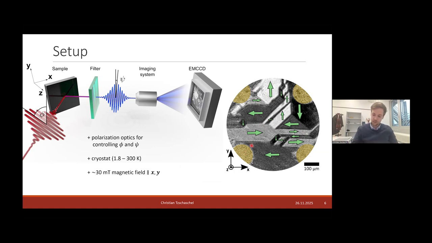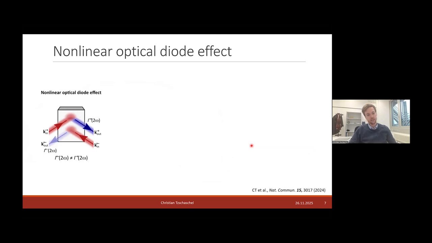Okay, now this is just a magnetic contrast. Now we are actually interested in a nonlinear optical diode effect. So to check if we also get a diode effect, we reverse the beam path. We physically changed the setup and measured the SHG response in forward direction and in backward direction. And if there's a diode effect, then we might find different SHG intensities. Okay, how does this look?